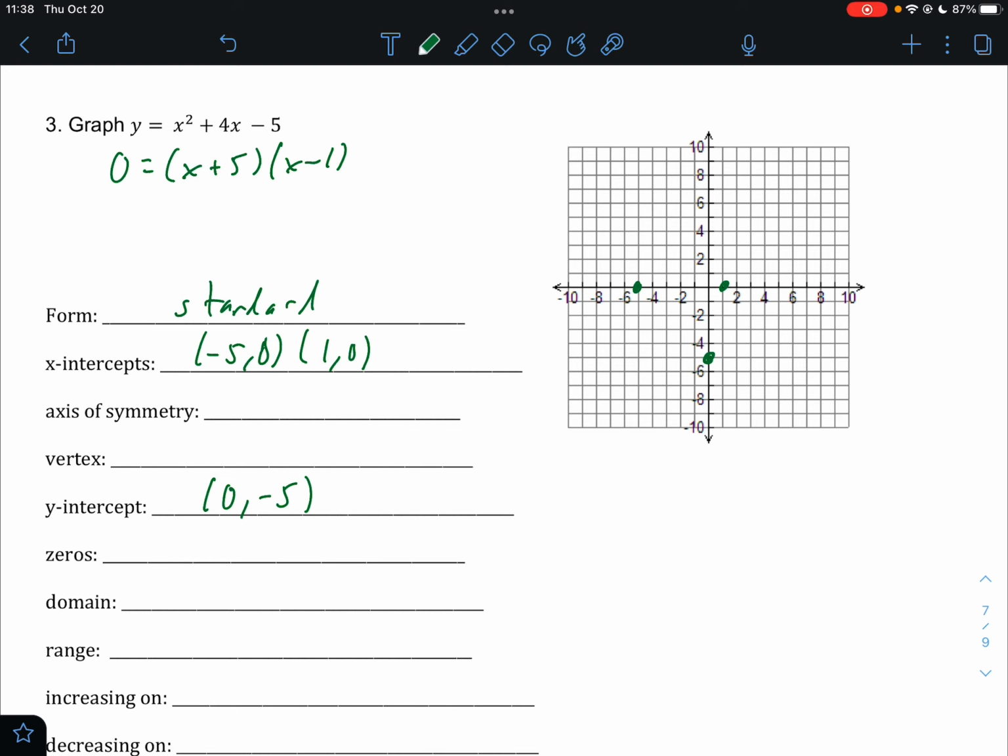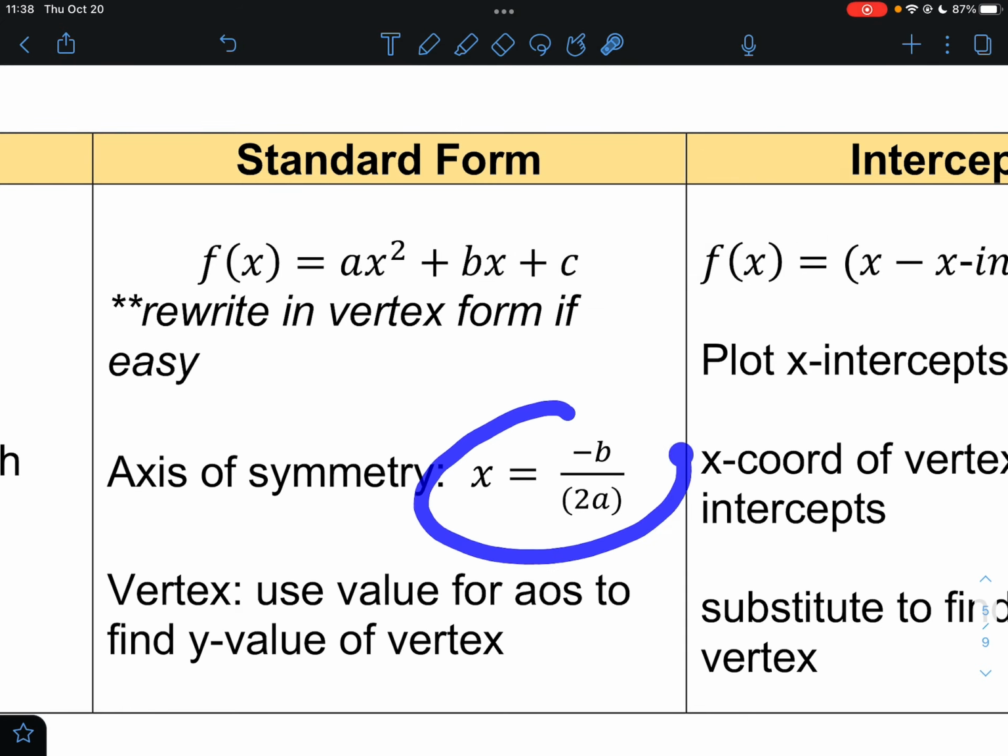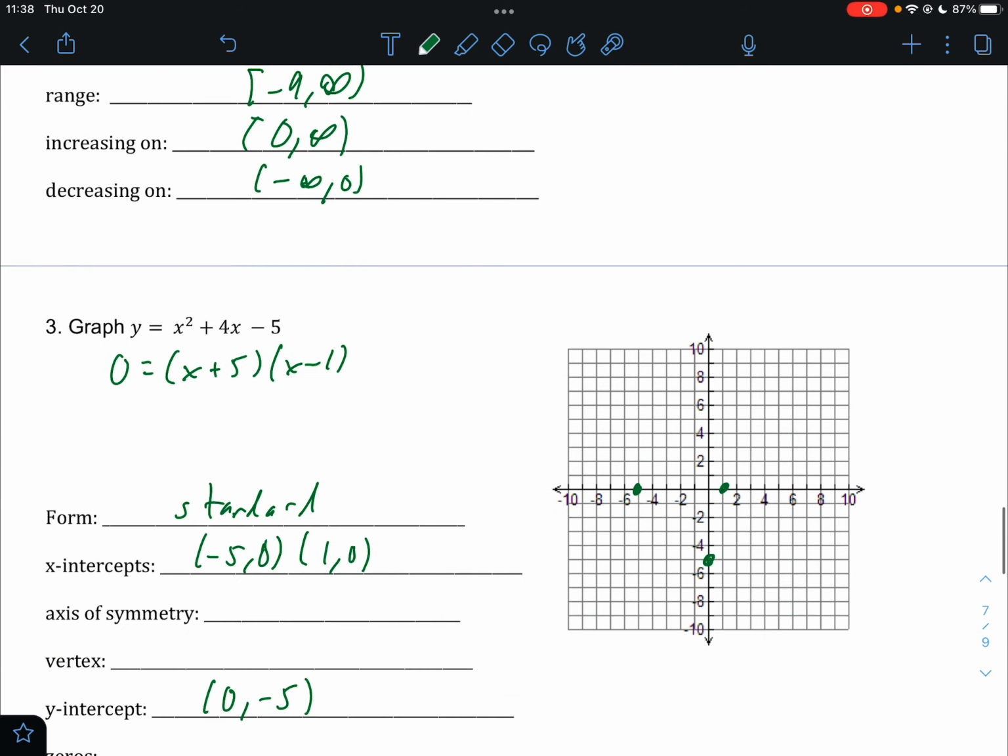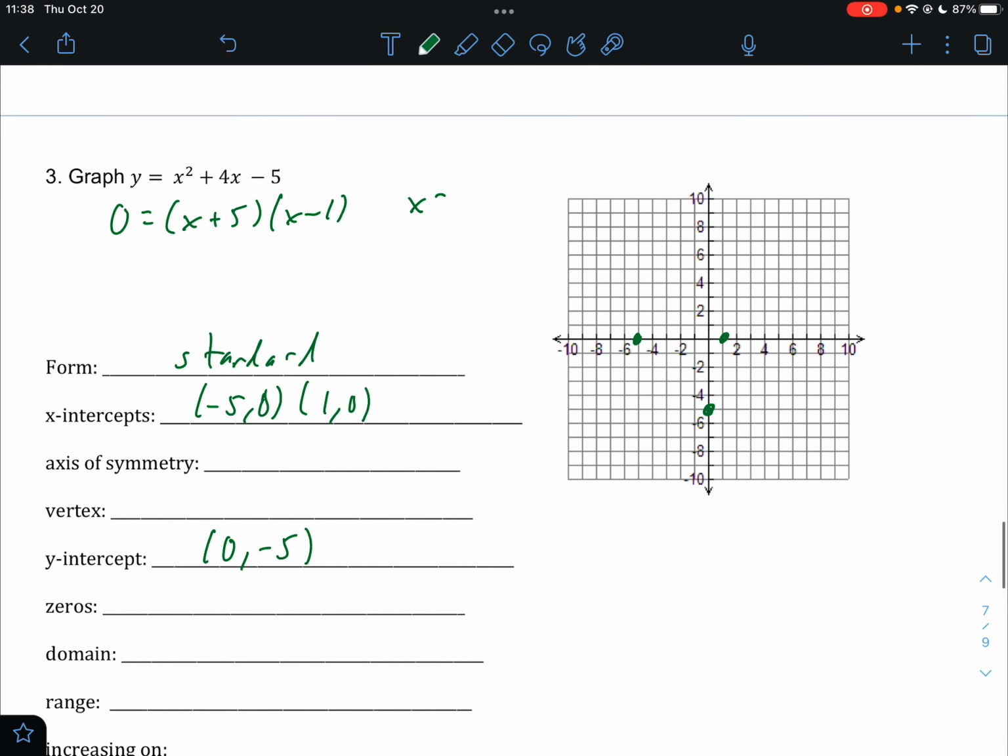All right, now there's two ways to get the vertex. You can do the average of these x-coordinates again, or you can do the opposite of b over 2a. Remember what we did right here, right? Opposite of b over 2a. Either of those will work just fine. I'm going to do opposite of b over 2a, so negative 4 over 2 times 1, which is negative 4 over 2, or negative 2. So that's our x-coordinate here and our axis of symmetry.